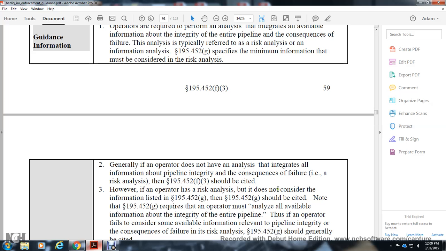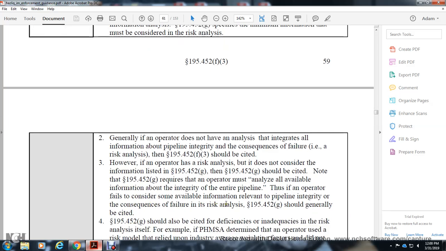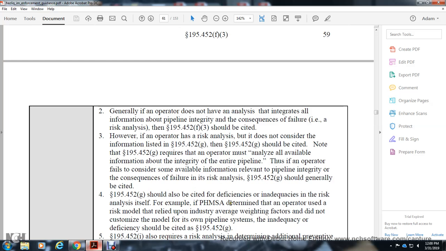However, if the operator's risk analysis does not consider the information required by 195.452(g), then 195.452(g) should be cited. Note that 195.452 requires the operator to analyze the above information for the integrity of the entire pipeline in the event of failure. Consider the available information relevant to the pipeline integrity and consequence of failure.